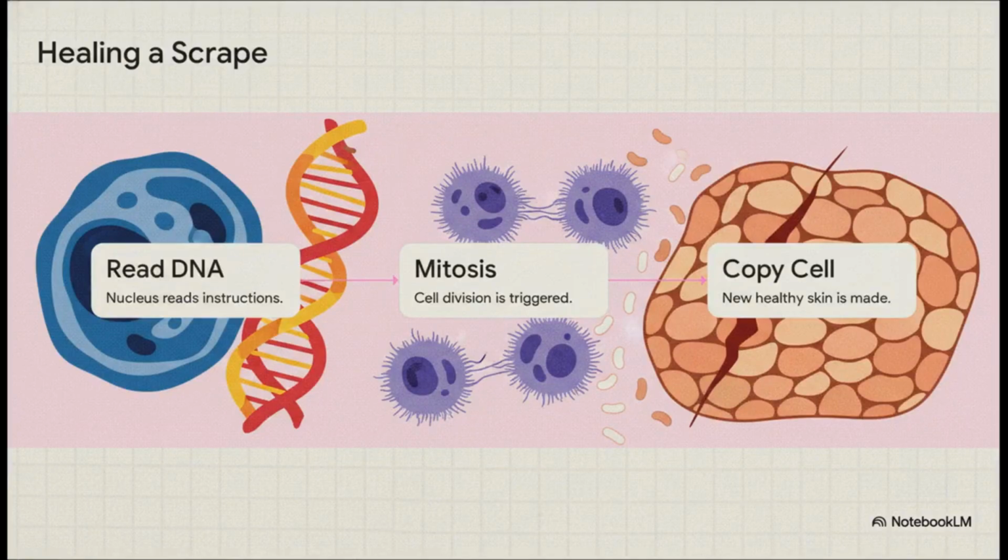And what about when you scrape your knee? A week later, fresh skin just magically appears? Only it's not magic. It's a step-by-step sequence directed straight from the town hall. First, the nucleus reads the DNA instruction manual. Then, it triggers this process called mitosis, basically telling the cell to divide. Finally, the cell copies itself, laying down new, healthy skin to perfectly repair the damage.